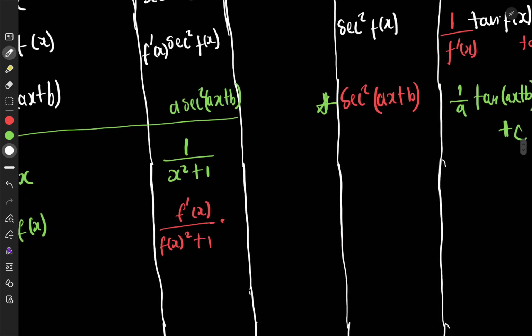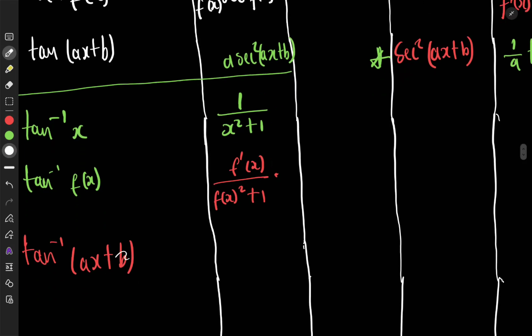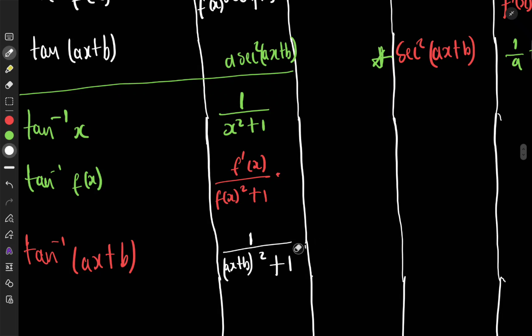What about if I'm integrating? What will I be working with in my integrals? Let's just put tan inverse of ax plus b. We don't have to, but let's just put it. We start with the derivative of the outside, which is tan inverse. It is going to be 1 over, instead of x squared, it is ax plus b all squared, plus 1. That's the f of x squared. Then we multiply by the derivative of the inside, which is a. So it's going to be a over ax plus b all squared plus 1.